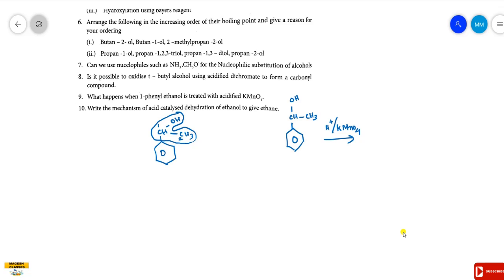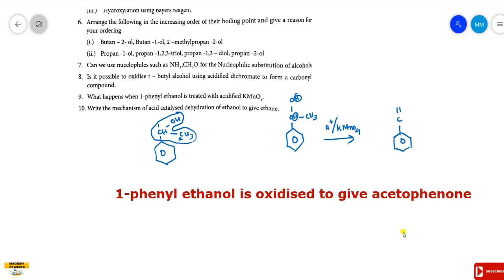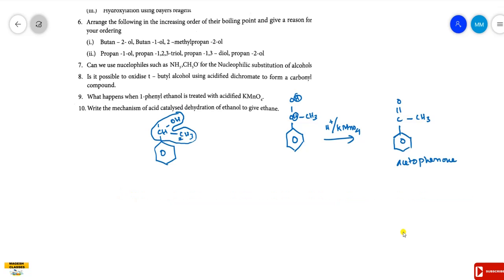Phenylethanol is treated with acidified KIO4. It is an oxidizing agent and it oxidizes the functional group, that is, removal of hydrogen. Two hydrogen atoms are removed. You get the carbonyl compound, C double bond O, CH3. This compound is acetophenone. It is a carbonyl compound, a ketonic compound, methyl phenyl ketone, IUPAC name acetophenone.